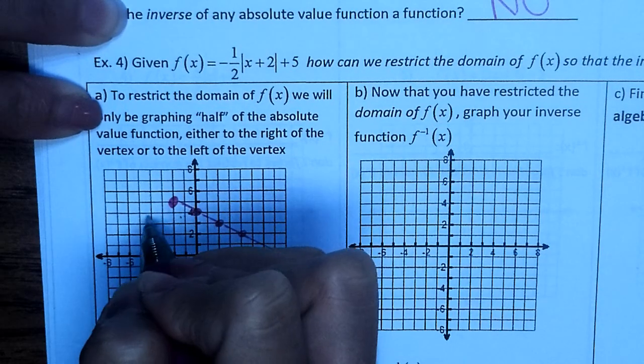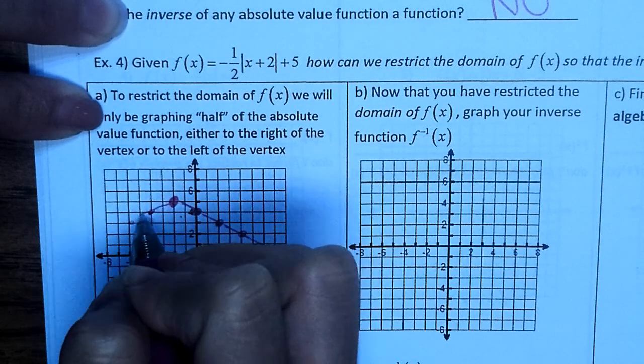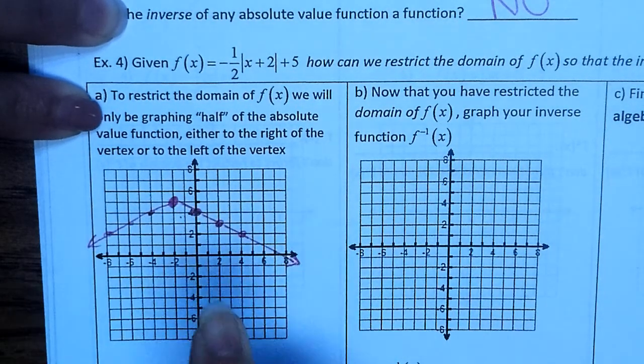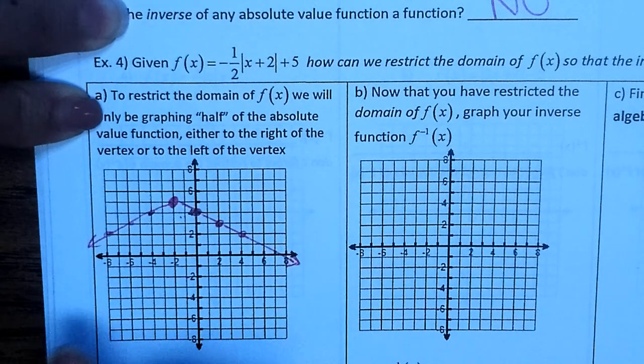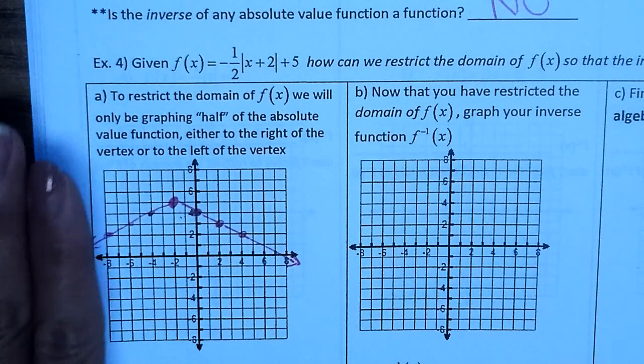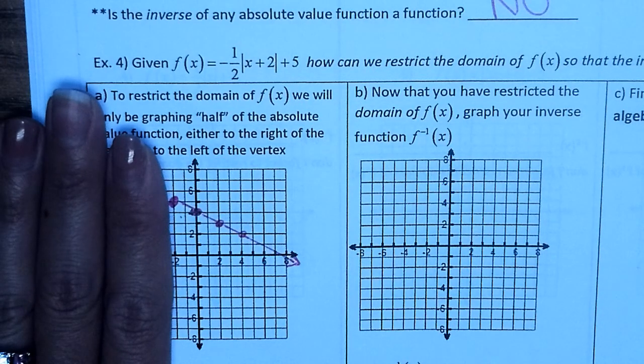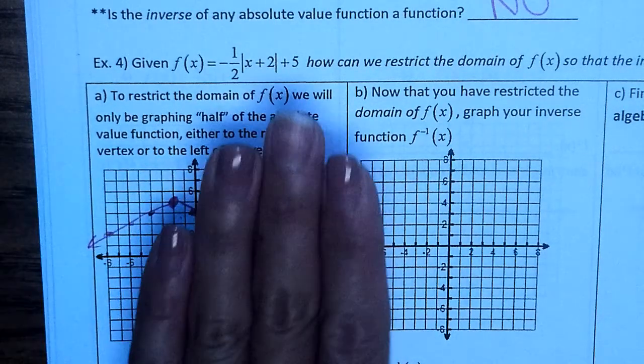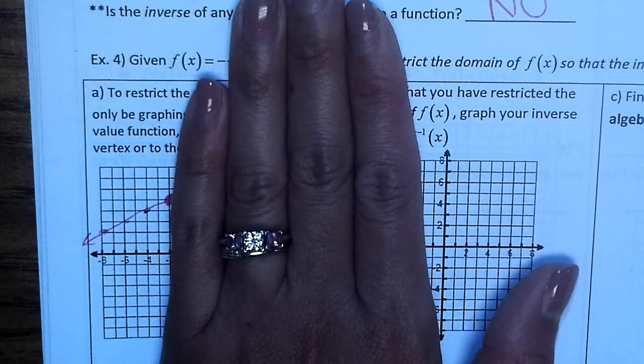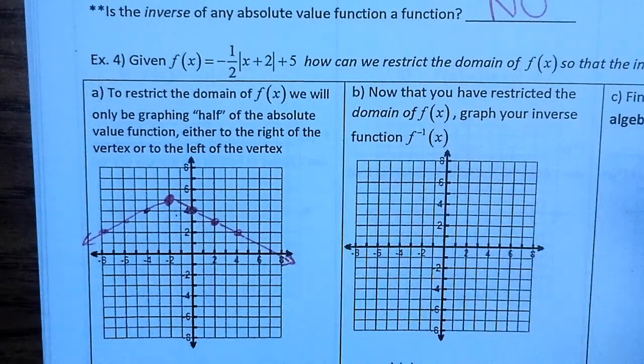Okay, I guess I'll graph both, but then I'm going to erase one. So you get to pick. Don't graph the whole V like I just did. You need to only graph either to the right of the vertex, which is my favorite, or if you want to be different and you want to graph to the left of the vertex, you can. I'm only going to graph to the right because that's my favorite.